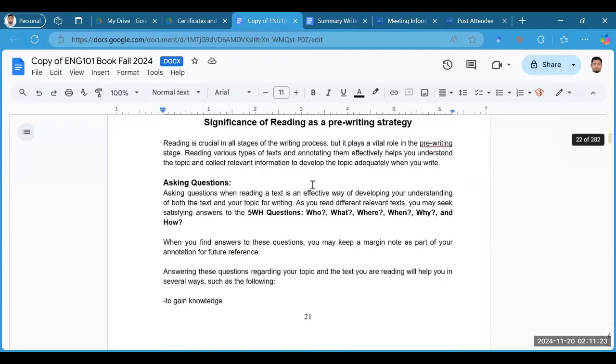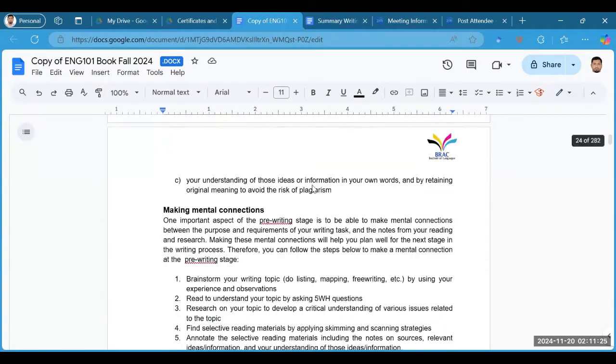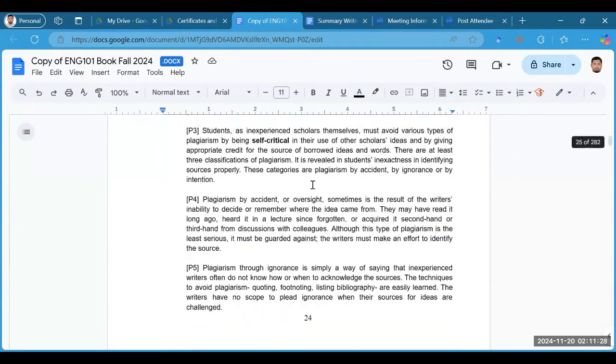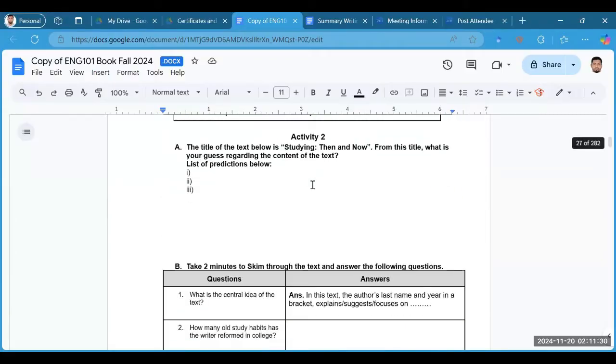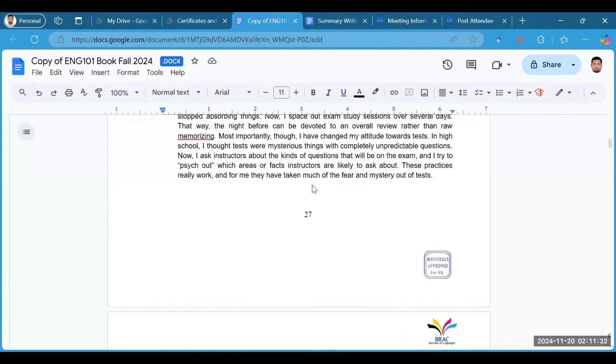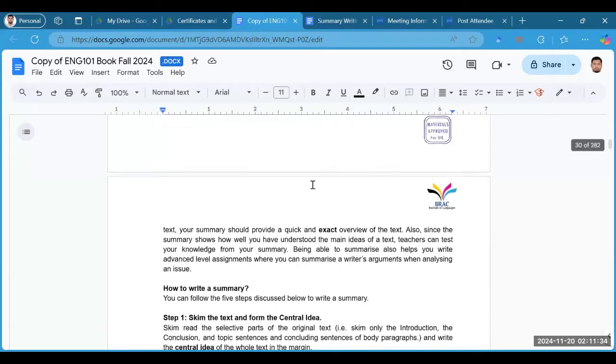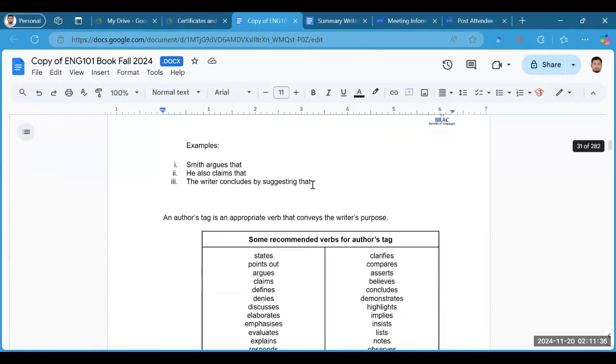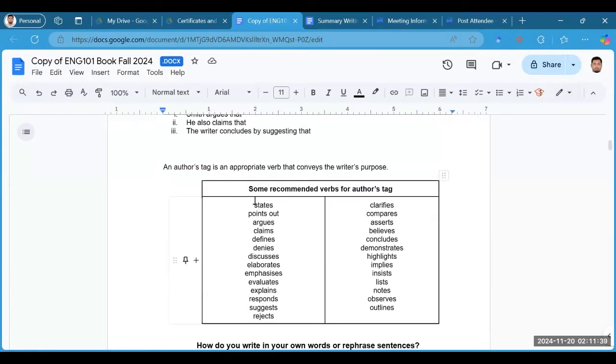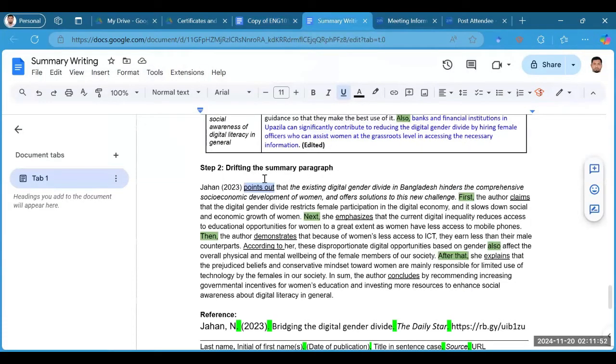You have a list of reporting verbs, which help us to write down the summary, especially when we use author's tag. All right, I hope you understand what is author's tag. Author's tags are basically the author's connection. So these are the verbs that we usually use. I picked up some of the verbs from here, and just memorizing a few, you can actually write a good summary. All right, so you can see I just use points out.